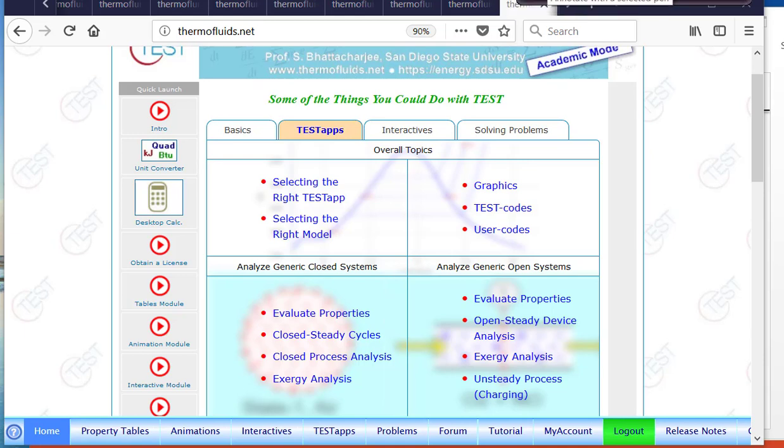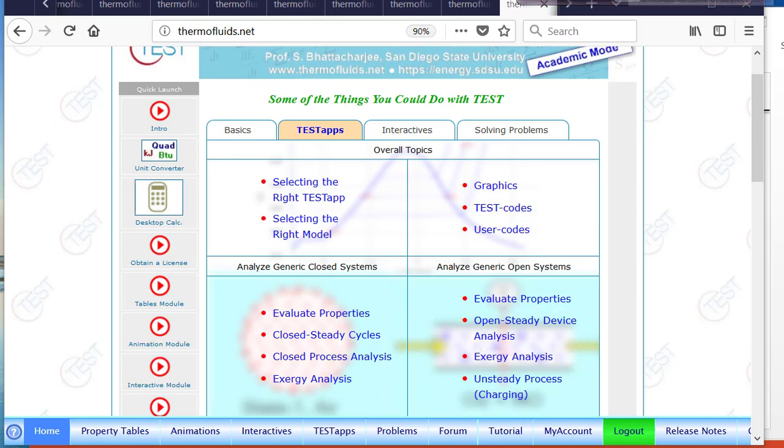Hello and welcome. In this video, I'm going to go over how to use tests for analysis of open steady devices. But before we do that, make sure that you understand how to evaluate properties using flow states test steps.